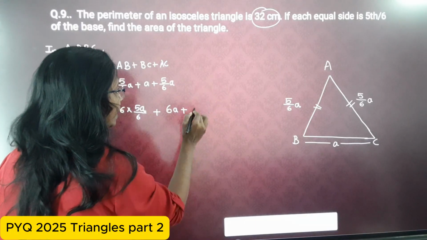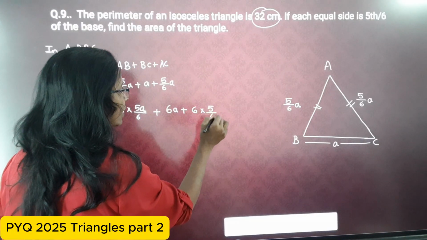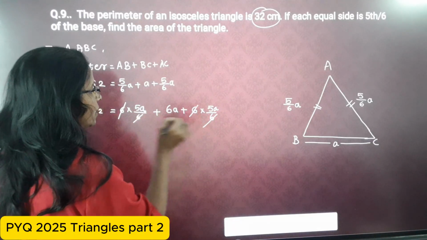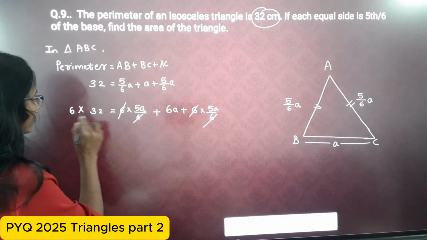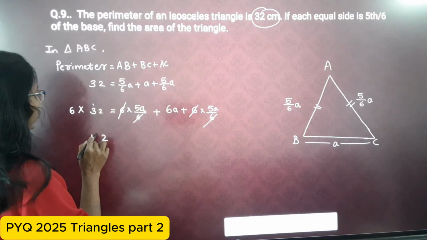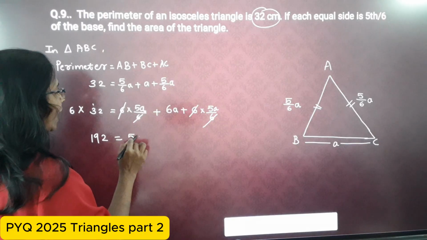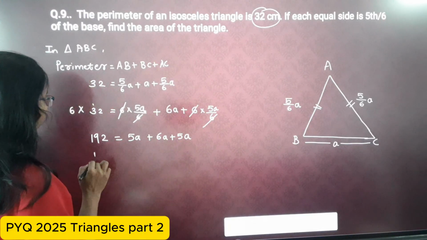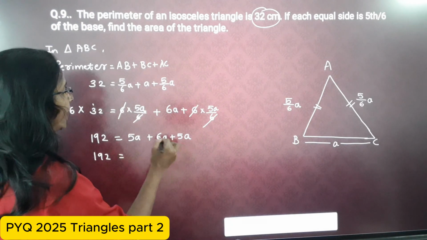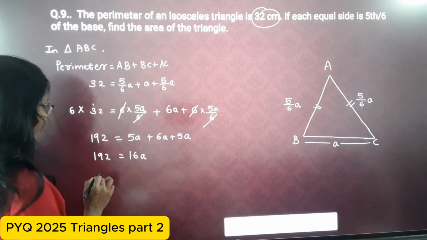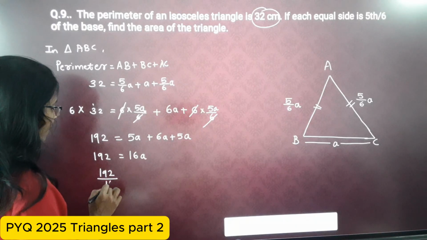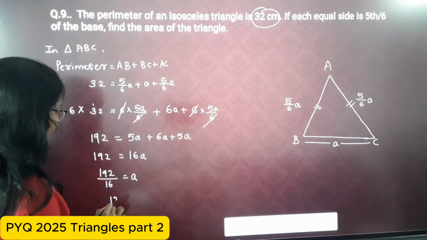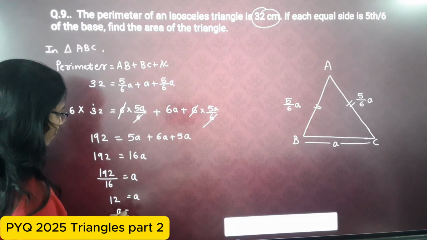Here 6 gets cancelled, here also 6 gets cancelled, and here it is A. So 32 times 6 is 192, which is equal to 5A plus 6A plus 5A. So that means 192 is equal to 16A. So here students, 192 upon 16 is equal to A. 16 ones are 16 and 16 twos are 32, so A is equal to 12.